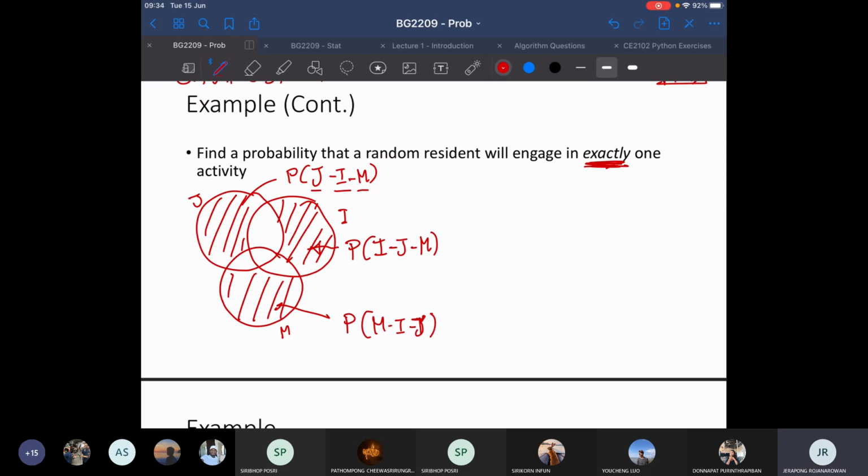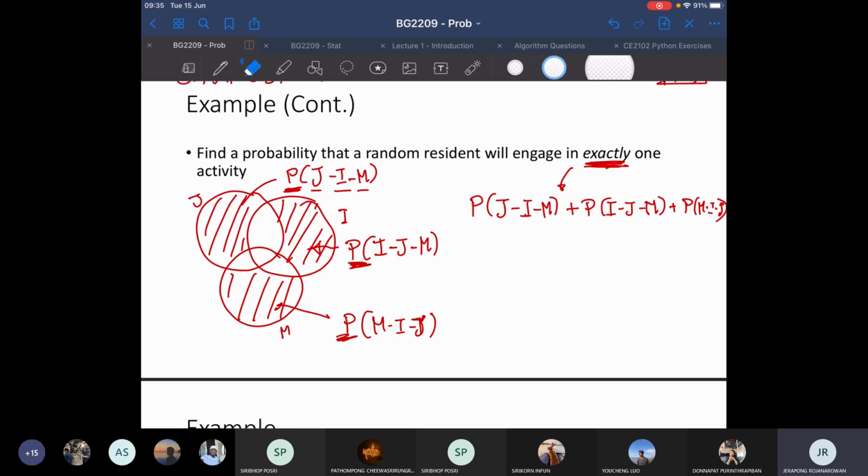Right? Once you got them, you don't have to union because the result is the union, but we are talking about probability. Probability is the number already. So this is what you do. Engaging in one activity is P J minus I minus M plus P I minus J minus M plus P M minus I minus J. All right, how to find it? We have to start from the inside out. This is what we're gonna do.